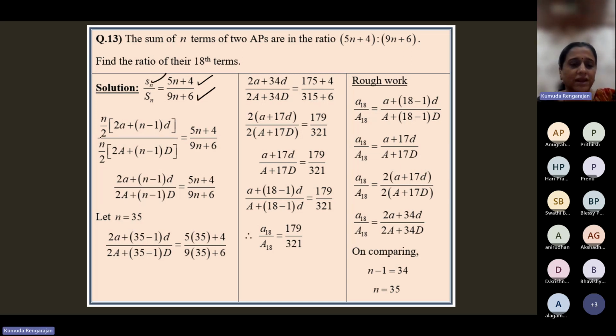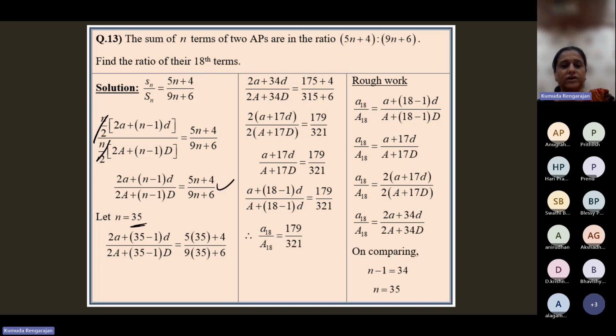So Sn is nothing but n by 2 of 2a plus n minus 1 into d. For the denominator Sn, also n by 2, because they're two different APs, small a and small d for the first AP, capital A, capital D for the second AP. So 2a plus n minus 1 into d by 2A plus n minus 1 into D is equal to 5n plus 4 by 9n plus 6. The n by 2 cancels, so we have the same thing. Whatever remains is what you see here.